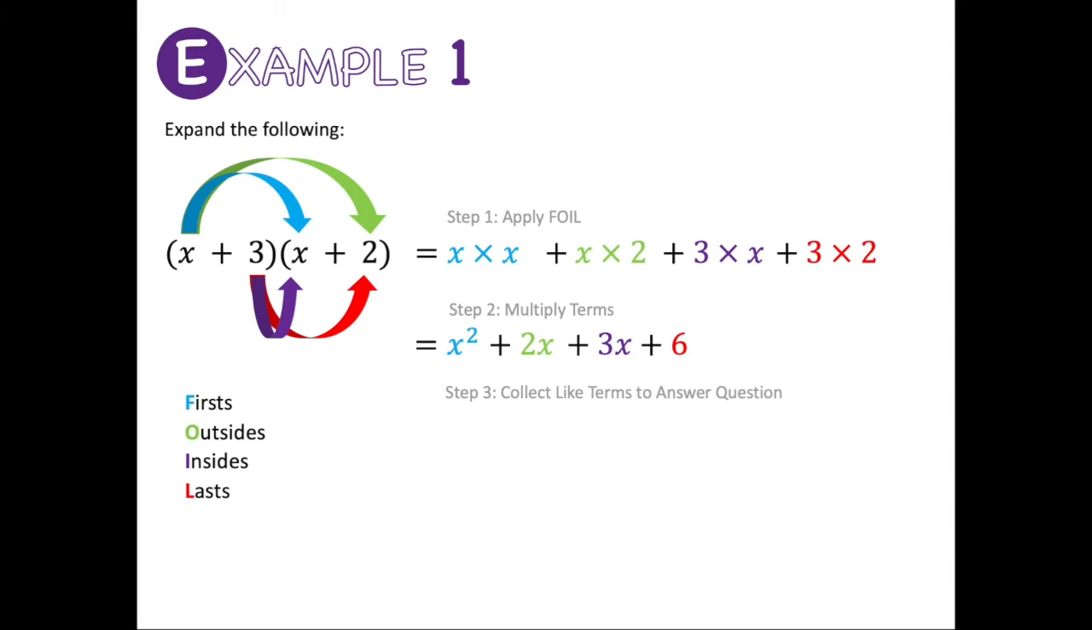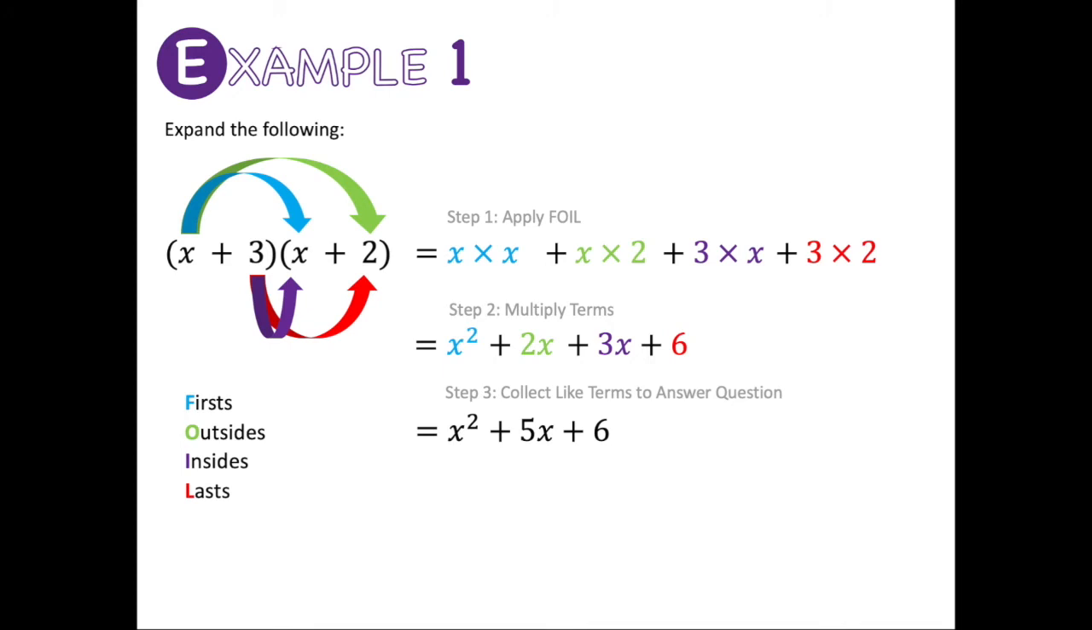Then I can collect any like terms. So I've got a 2x and a 3x, so I can add them together, and that is going to get me 5x. So I don't add x squared in with that 5x, because to be a like term to be collected, it has got to have the same indice or the same power. So x and x squared are separate terms and can't be collected together. So my answer for x plus 3, x plus 2, the expanded form is x squared plus 5x plus 6.